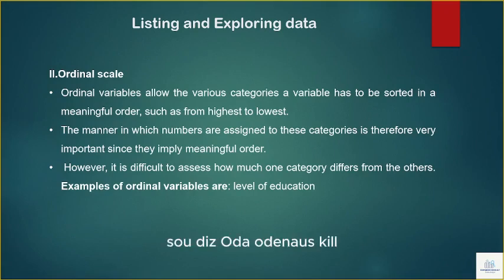So this ordinal scale helps us to what? Categorize variables, and you can sort them in a meaningful order. You can sort them from highest to lowest. You can see that we have stepped up the scale of measurement now, the level of measurement.